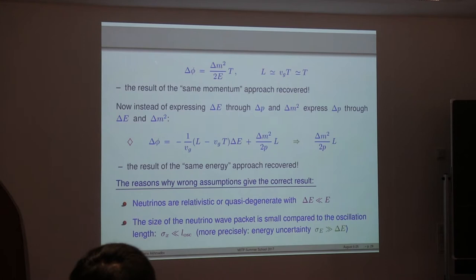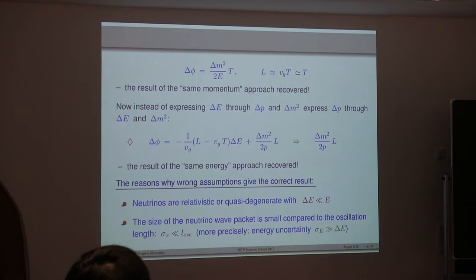If the wave packet of the neutrino was larger than the oscillation length, then the oscillations would average over a distance of the order of the size of the neutrino, and we wouldn't see any oscillations at all. So the size of the wave packet should be smaller than the oscillation length. And this is enough to get the correct oscillation formula. We don't need to invoke unnatural assumptions like same energy and same momentum.